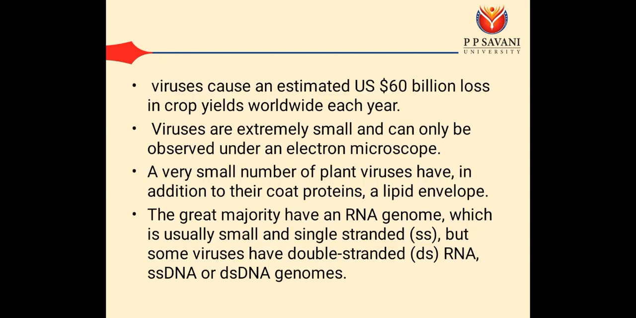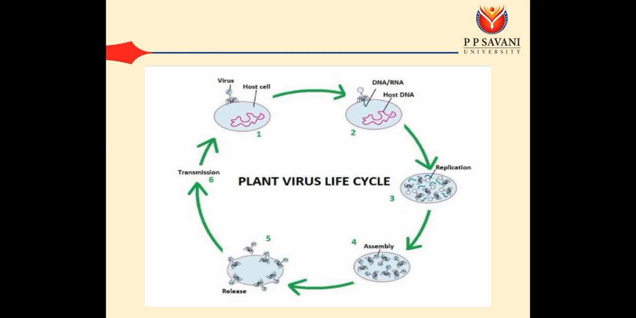Viruses can cause an estimated US $60 billion loss in crop yield worldwide each year. Viruses are so small that we cannot see them with the naked eye, so they can only be observed under an electron microscope. Then we can see the plant virus life cycle.